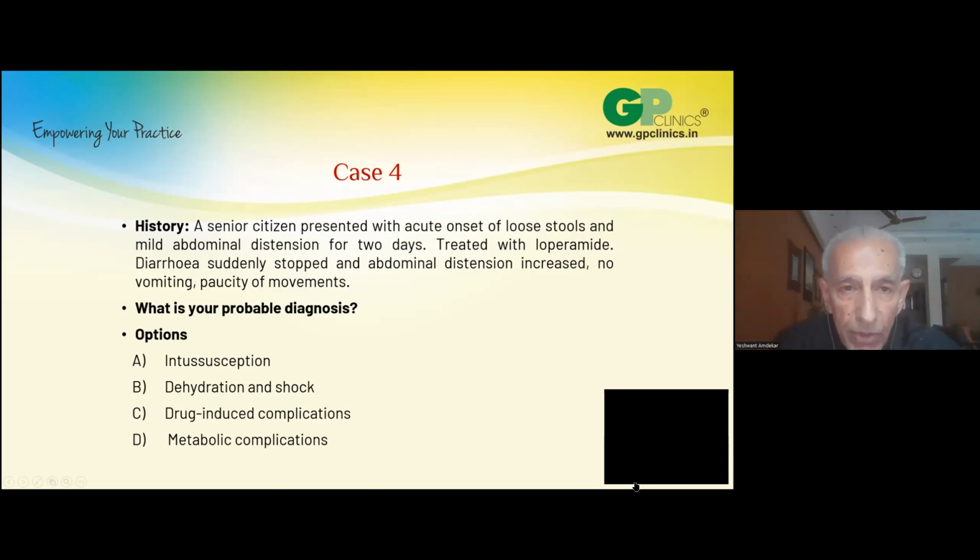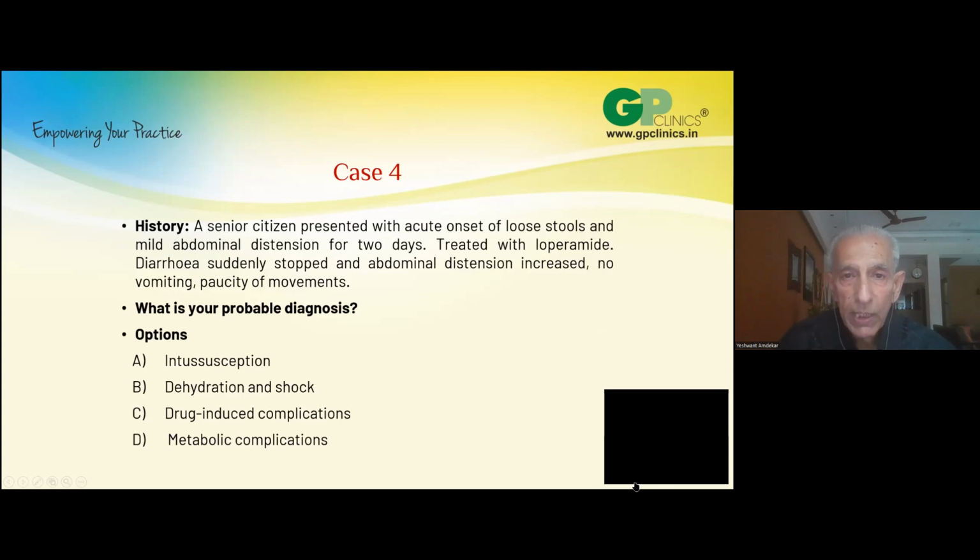So this was a senior citizen who presented with acute onset of loose stools and mild abdominal distension for 2 days. He was treated and the drug used was loperamide. My friend told me that this is the drug that they often use in so-called viral diarrhea. It's a stool binding agent. In children, we don't use them at all. But here, the diarrhea suddenly stopped and abdominal distension worsened. And the patient complained of nothing else but abdominal distension. There was no vomiting or any other complaint made by the patient.